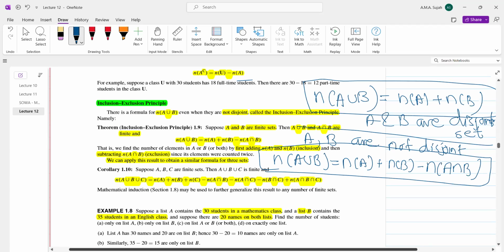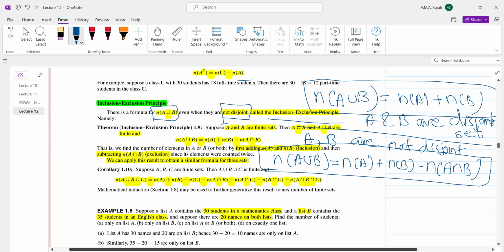If you find the number of elements in A union B in the situation where they are not disjoint sets, that is what we call the inclusion exclusion principle. So if I ask you to write the inclusion exclusion principle, you need to write this equation. If there are two sets A and B that are not disjoint, the number of elements in A union B is equal to the number of elements in A plus the number of elements in B, subtract the number of elements in A intersection B.